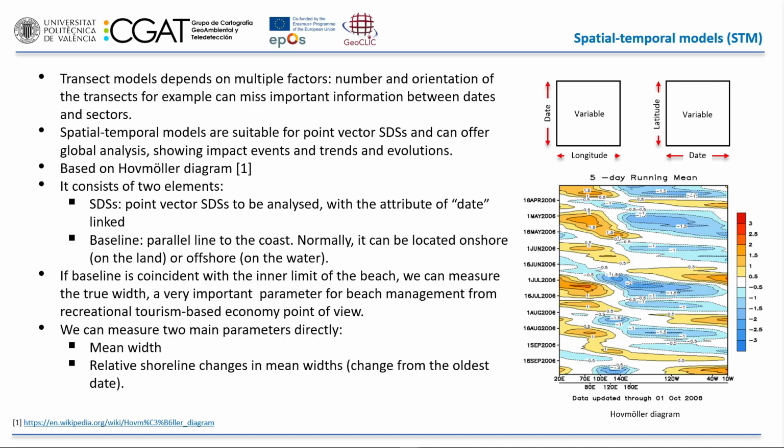From the spatio-temporal model, we can see the evolution of two parameters, the average width of the beach and the average change in beach width. This last parameter can be obtained by subtracting the value of the width of the beach on each date from the value of the beach width of the initial date of the analysis.